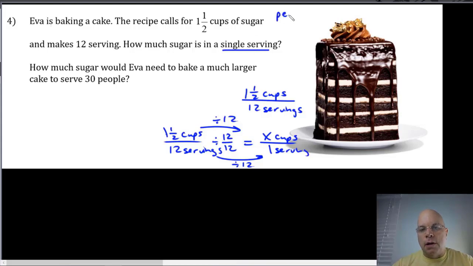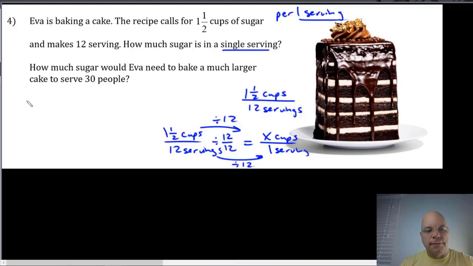Per serving means per one serving. How much per one serving? There are different ways to do this, but you see that if you take 1 1/2 and divide it by 12, you get the number of cups in one serving. It's the same as just taking the numerator and dividing by the denominator, but I just wanted to show you this to explain why you would do that.